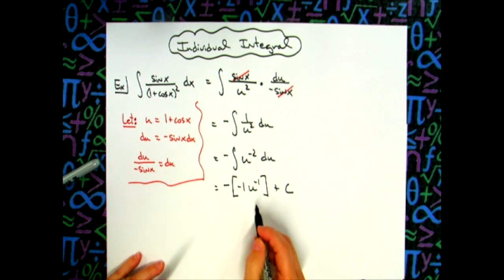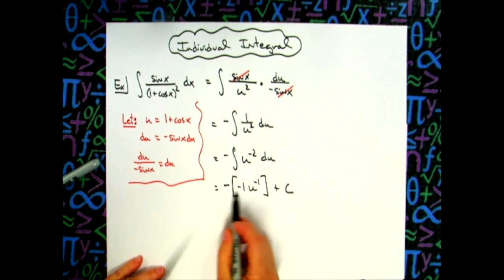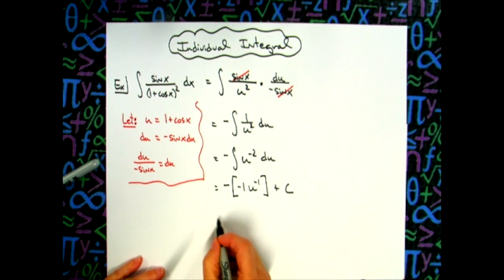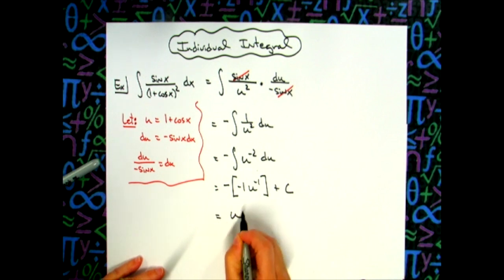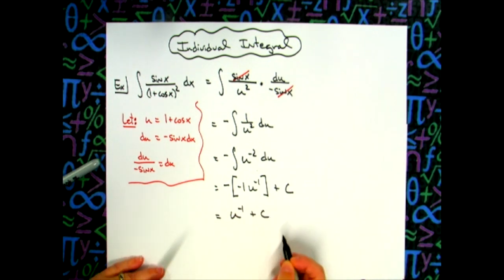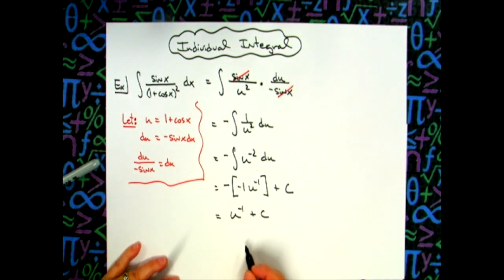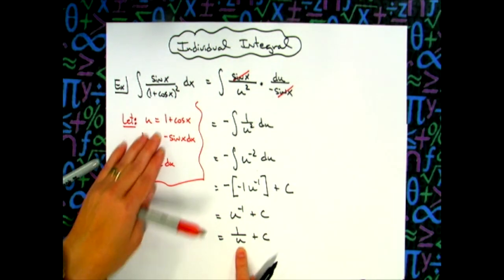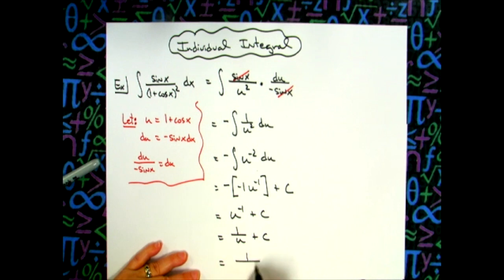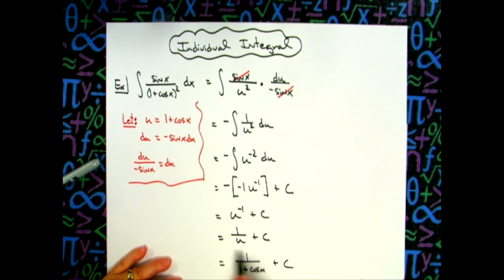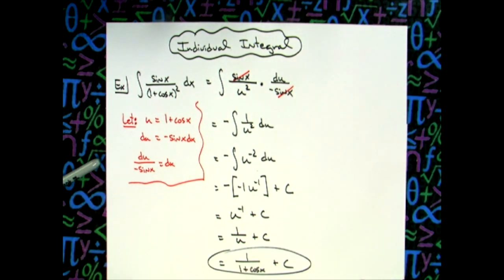Now, let's do a little bit of algebra here. Negative times negative is going to give me a positive. So then I'll have a positive u to the negative 1 plus c. We generally like to go ahead and move that back down so that I have a 1 over u plus a c. And the final step would be replacing that u for a 1 over 1 plus cosine x, and then plus c. So definitely a straightforward U-substitution, typically found in a Calc 1 class.